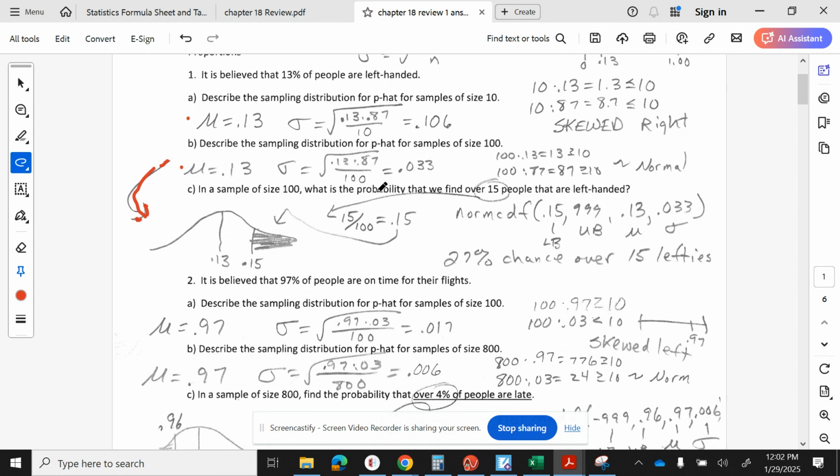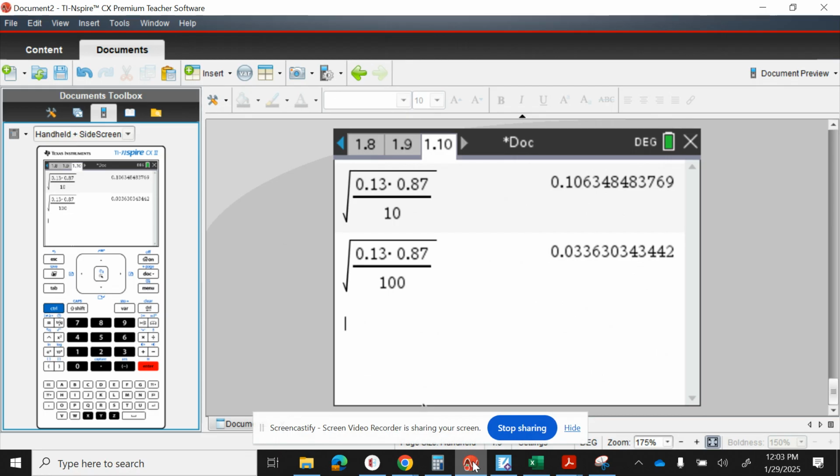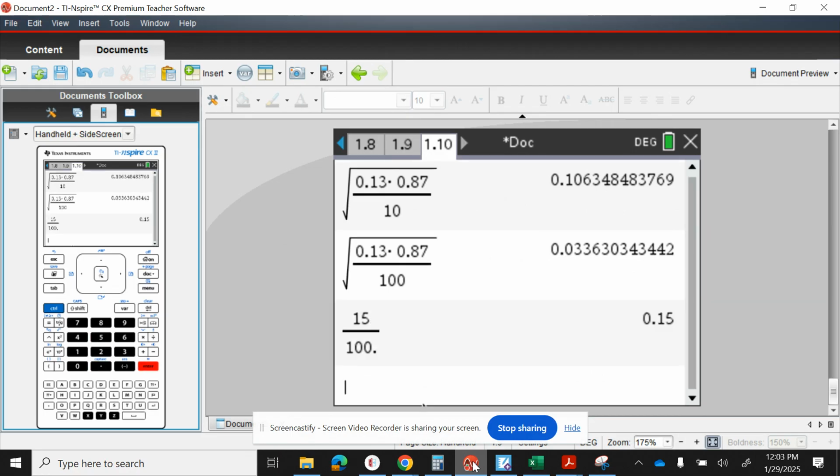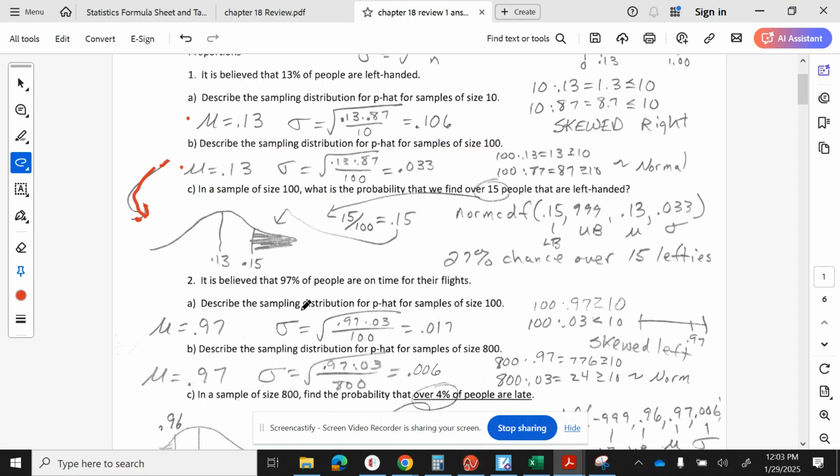In a sample of 100, what's the probability we find over 15 people are left-handed? Now that's 15, that's a count. You need to divide that into your sample and turn it into a proportion. So you don't just put the 15. 15 would be way out here, okay? 0.15 is what we're looking at because you have to divide that 15 by the 100 to get that.